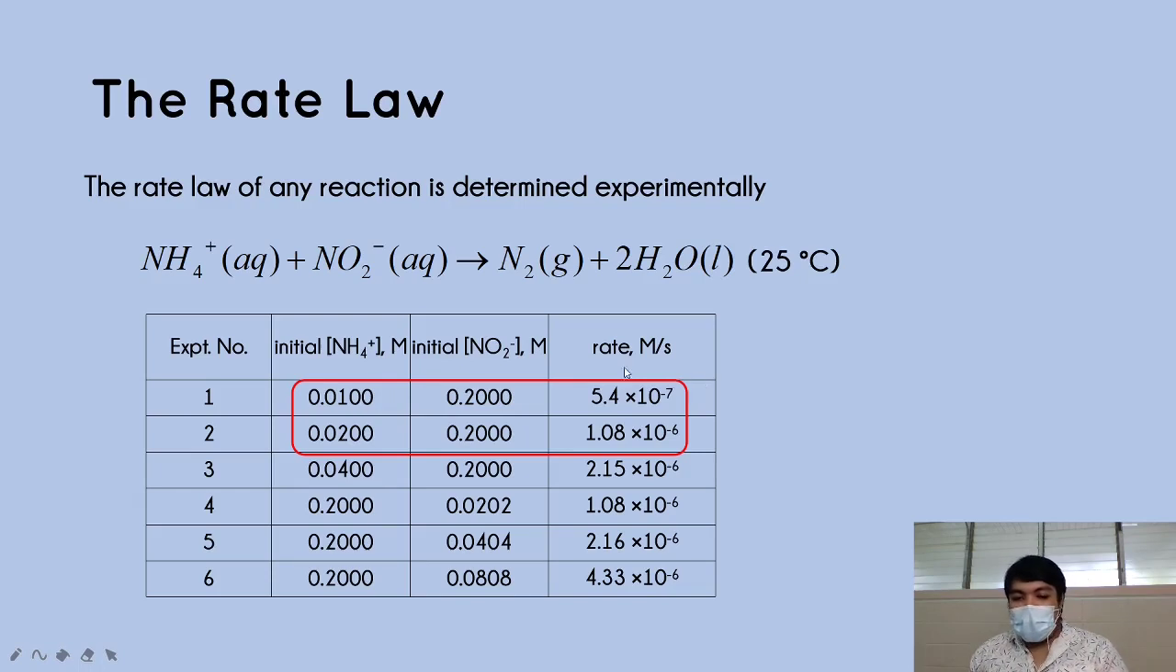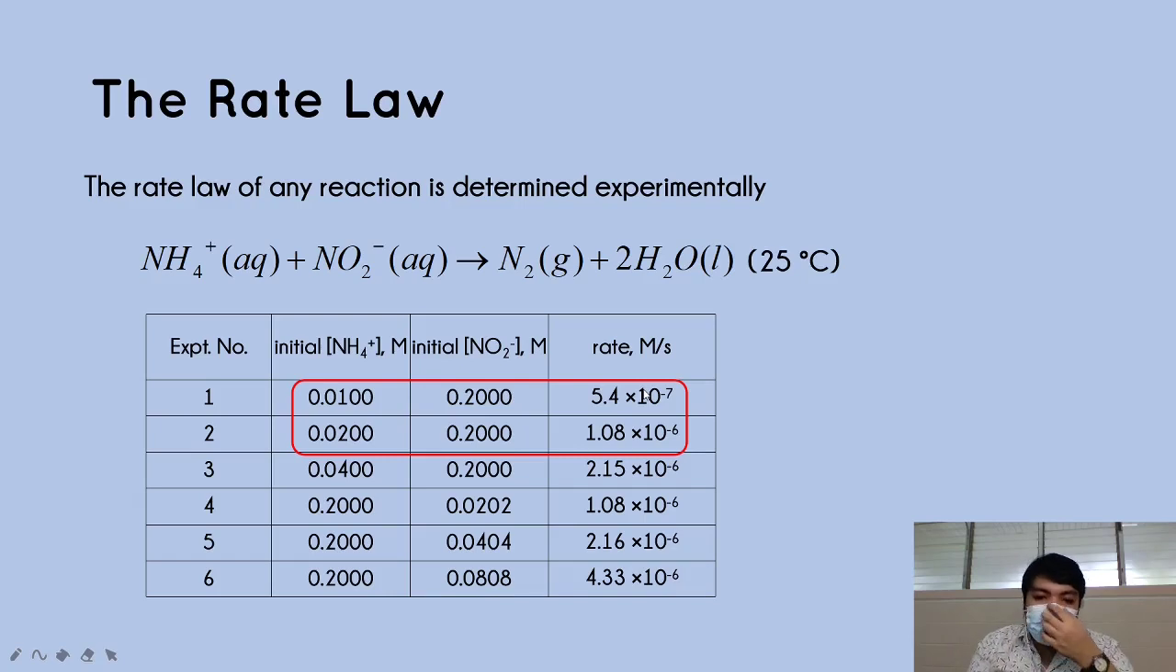Now, if you notice here, what happens to the rate? The rate also increased, but by how much? From 5.4 times 10 to the negative 7, it increased to 1.08 times 10 to the negative 6 molars per second, or moles per liter second. So you want to know by how much? It's just simple. You just divide the rate for experiment 2 by the rate of experiment 1, and you'll get the ratio.